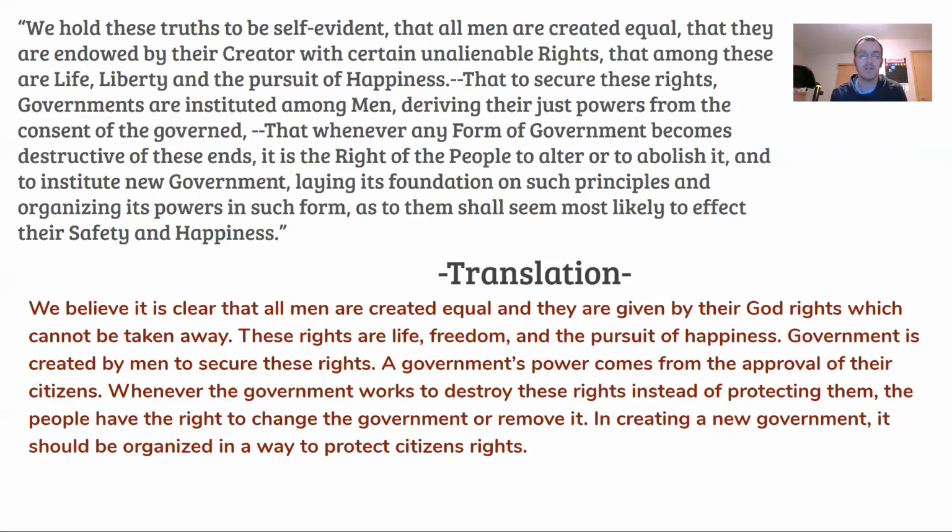But then the ending part there is saying, look, if the government is taking away your rights, if they are not protecting you, then the people have the right to create their own government. And if they do so, they should make sure that new government protects citizens' rights. So the founding fathers are really setting this up here, saying this is what government should be. However, if it's not, we have the right to make our own government. That's the beginning of this part.